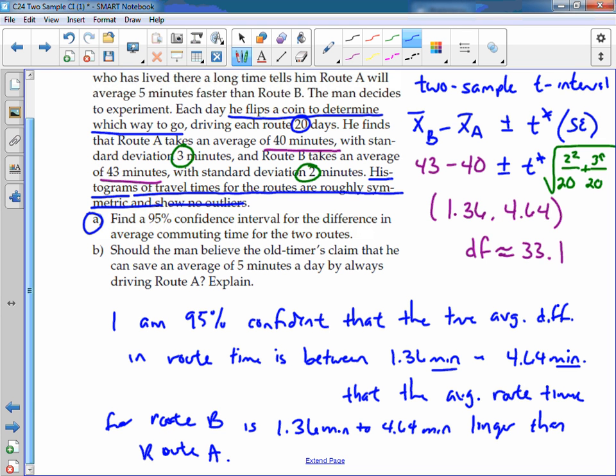On part B, should the man believe the old-timer's claim that he can save an average of 5 minutes a day by always driving route A? So though route A is shorter, we decided that route B is longer, all right? Can he save 5 minutes? Well, it's 5 minutes in the interval. No. So even though it's longer, that claim doesn't seem to be true. Okay, it seems to be that route A takes 1.36 to 4.64 minutes shorter than route B, so he's not saving 5 minutes, maybe a maximum of 4.5 minutes-ish. We'll see. Okay? We've done this stuff before. Questions? All right.